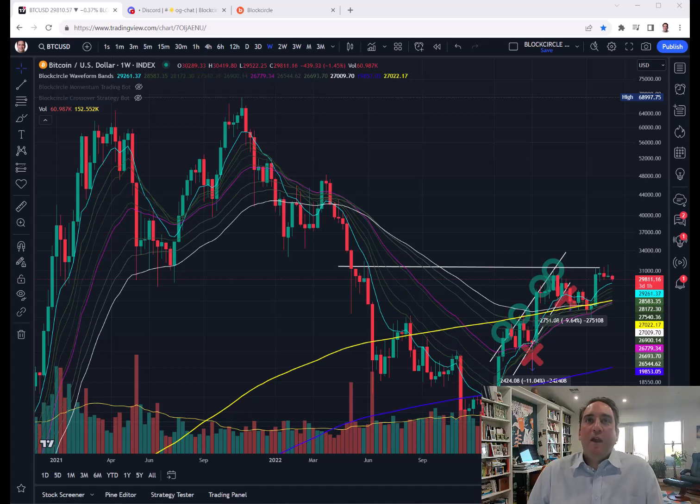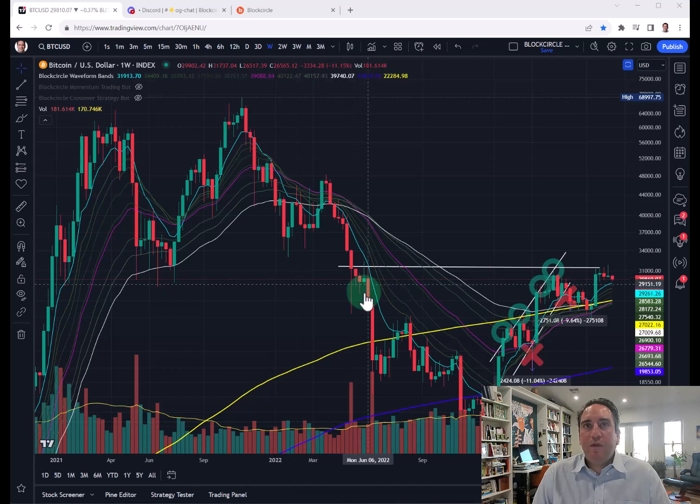Hey everyone, I wanted to spend a few minutes walking through the Blockcircle custom technical indicators and the Blockcircle custom trading strategies one by one. So let's first start with the Blockcircle waveform band. What this is showing is the overall trend.